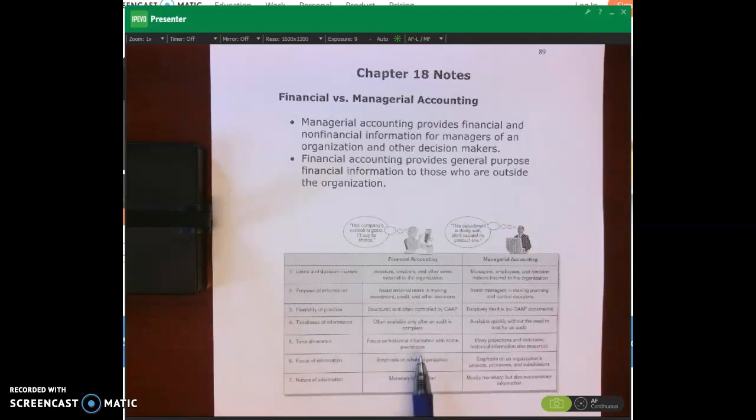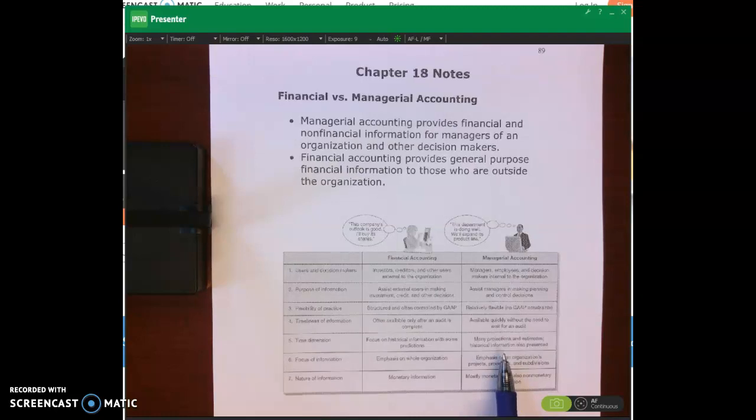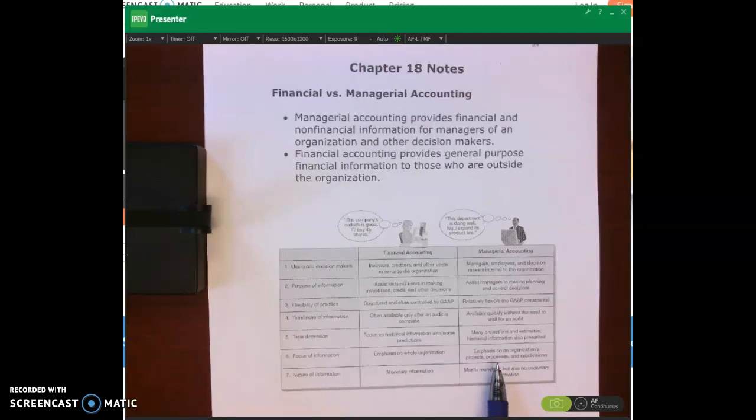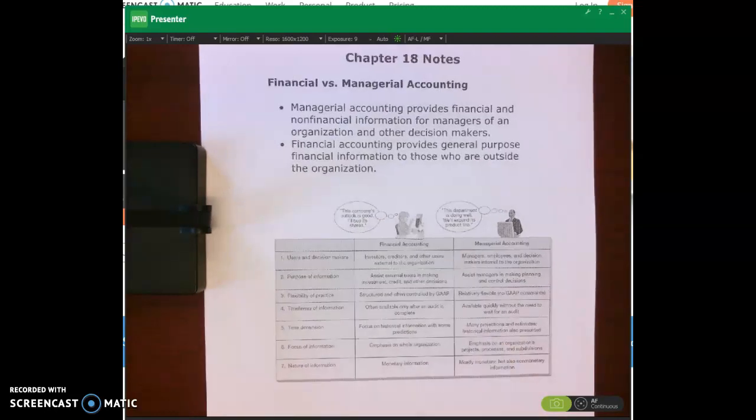In terms of the time dimension, as I was just mentioning, financial accounting is focused on historical information. We're reporting, for example, with the income statement, here's our revenues, expenses, and income for the prior period. So we're saying this is what happened in the past. With managerial accounting, though, because it's focused on making business decisions, we need to look at not just historical information, but also more forward-thinking information. Okay?